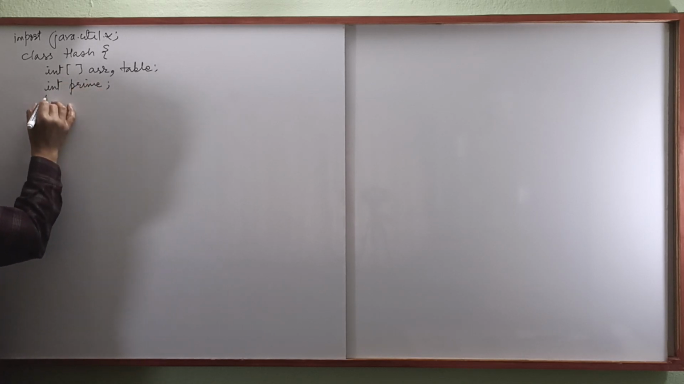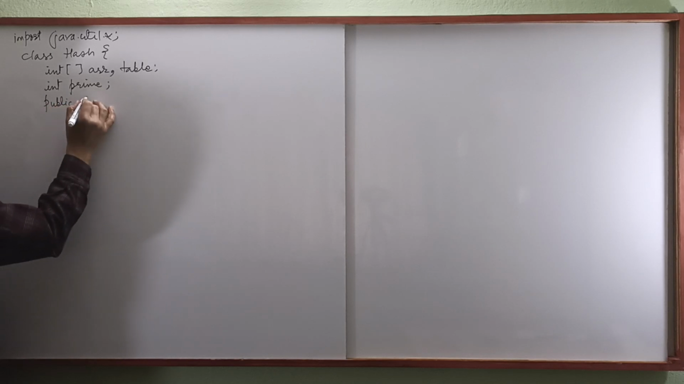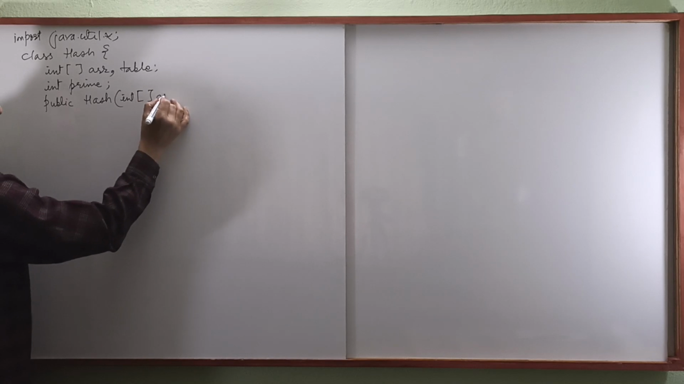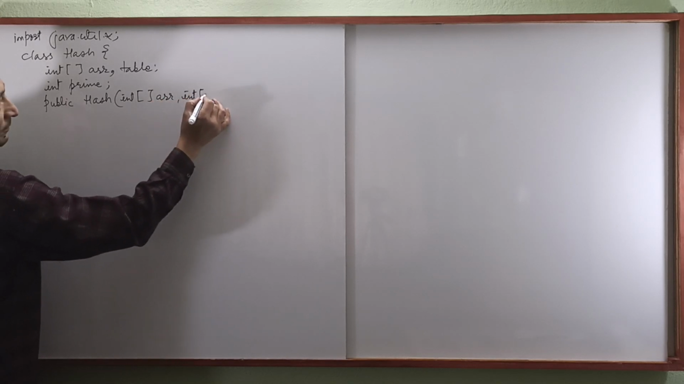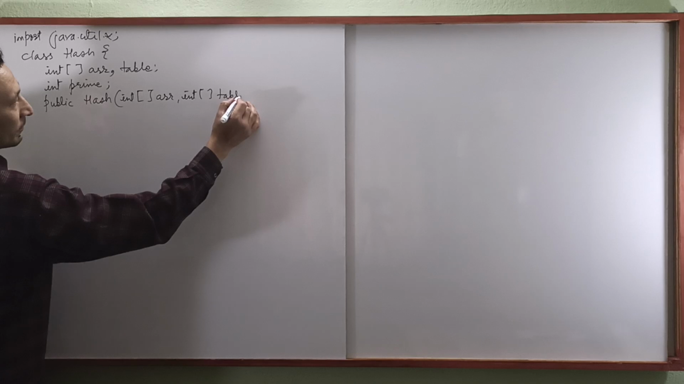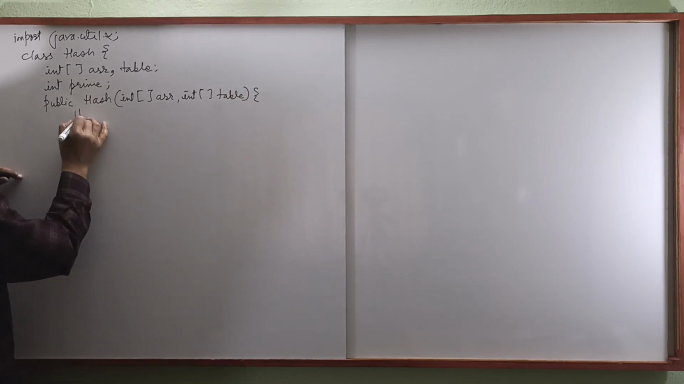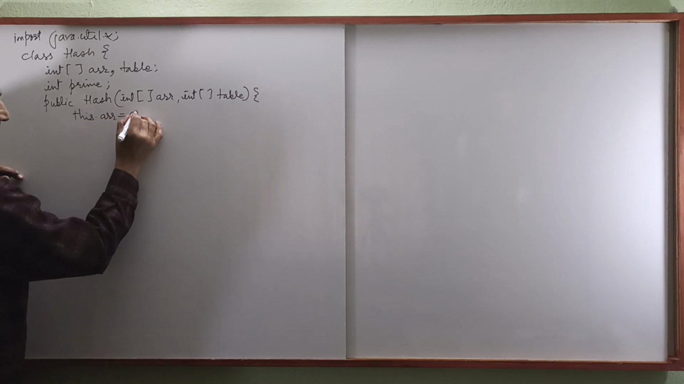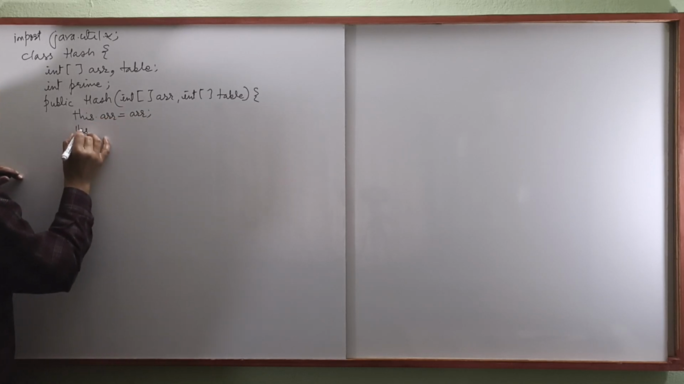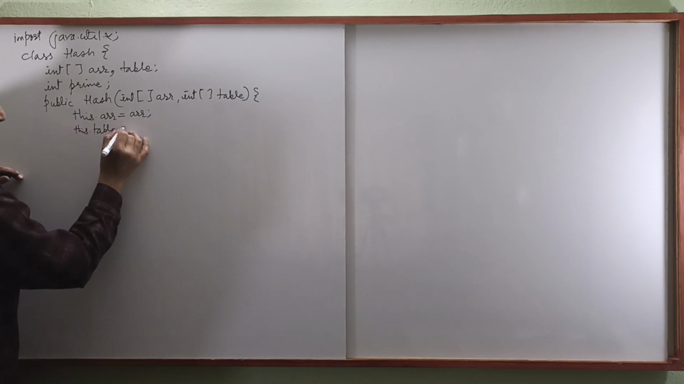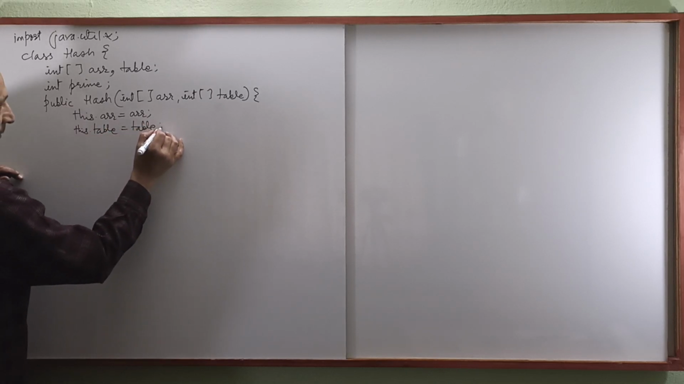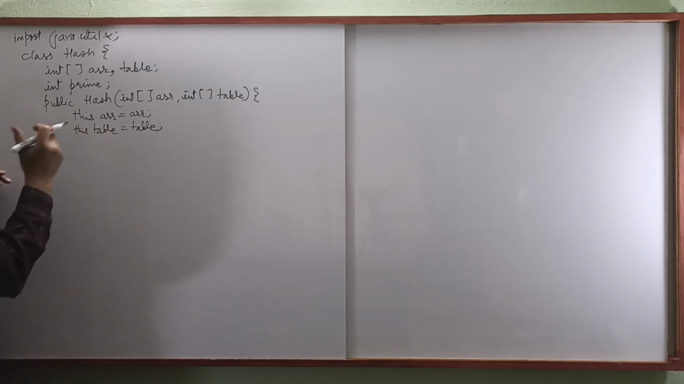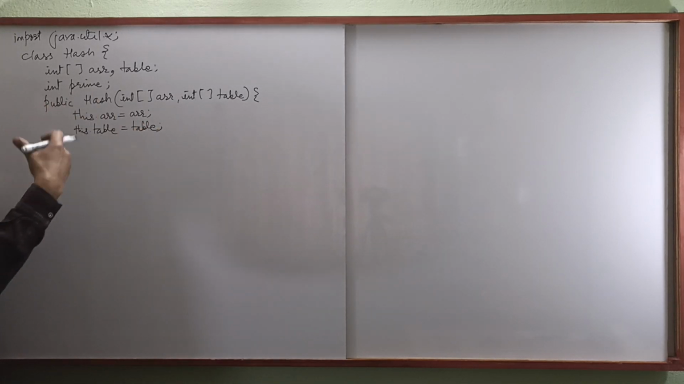Now let's declare the constructor, public Hash. Then let's get the list from the user. Table, then this.array is equal to arr, then this.table is equal to table, where I will fill this table with some values which will not occur within the list.